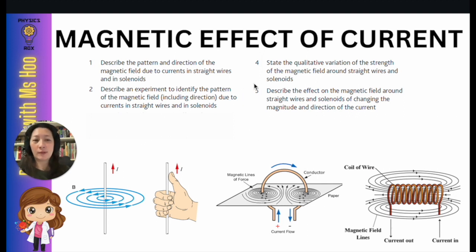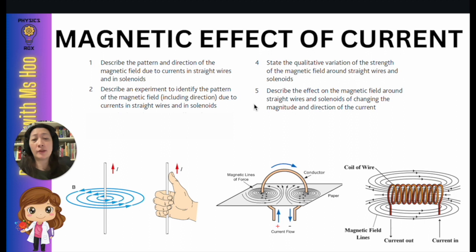Now you also need to be able to state the qualitative variation of the strength of the magnetic field around straight wires and solenoids. So this is similar to what we've seen in the previous slide, which is that the smaller the distance between the magnetic field lines, the greater its magnetic field strength.